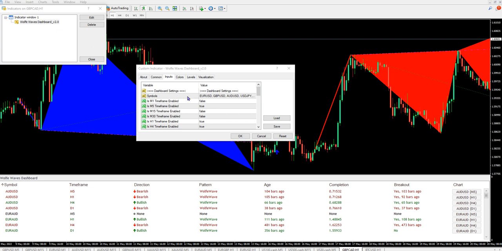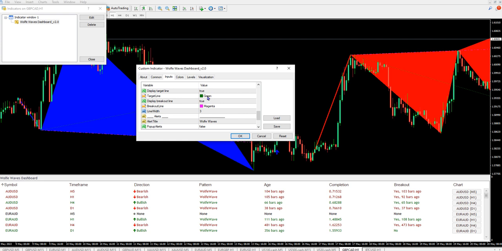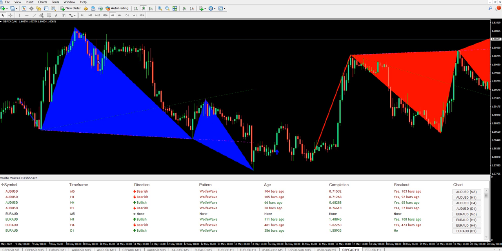In this video I'm going to go over our Wolfe Wave Dashboard indicator, and just quickly go over some of the settings. It's very similar to some other dashboard ones we have. You can sort by the symbol, by the age, direction, the pattern, and so on and so forth. You can change the colors and font size and such. There's the breakout line and target line, which are important. I'll get into those in just a second. You can change the alerts if you want. I'm just going to keep these settings at the default.